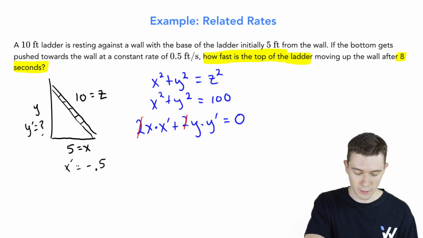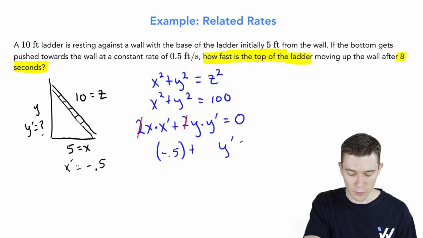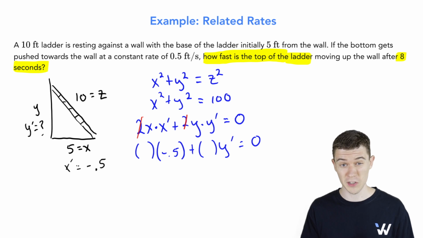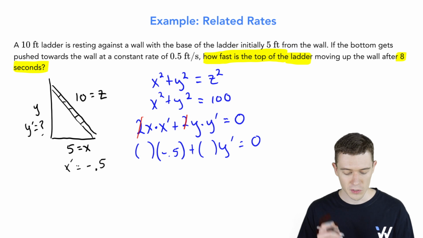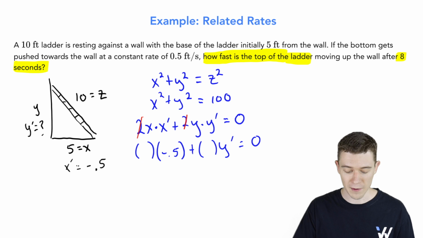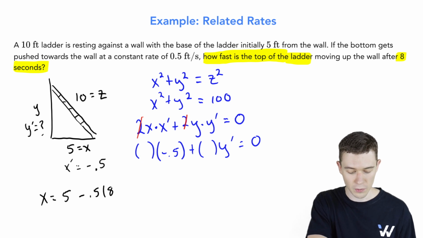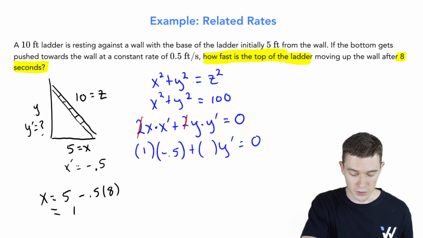X prime was given as minus 0.5. Y prime is what we're solving for, and we actually don't know what x and y are in this equation. The only piece of information we didn't use is that we're checking after 8 seconds. So if the base is moving at minus half a foot each second, after 8 seconds, well, x was initially 5, but we have to subtract half a foot for 8 seconds. In other words, 5 minus 4 is 1. So the x value here is just 1.